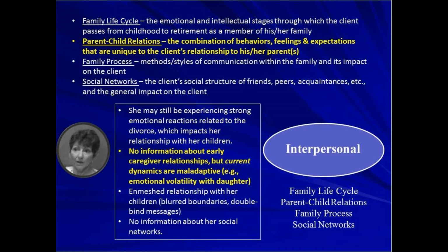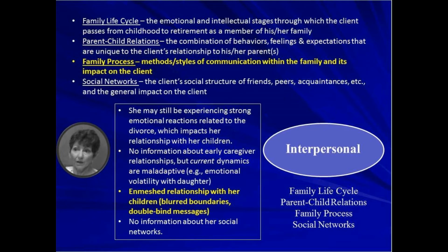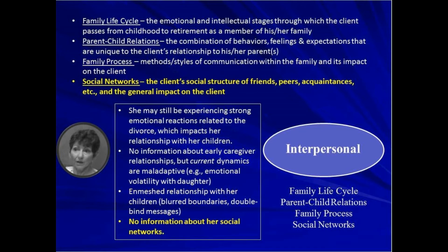For parent-child relations, there is no information about early caregiver relationships, just that her current relational dynamics are maladaptive. Her family process represents enmeshed relationships with Jacob and Sarah in which boundaries are blurred. An example of this is she thinks of her son as the man of the house, and double-bind messages, which are common. At this time, we have no information on her social networks.